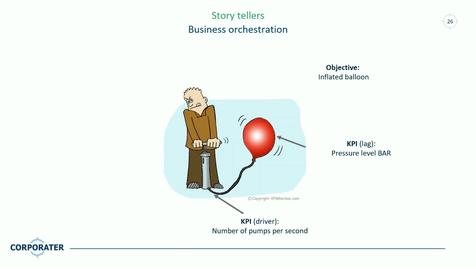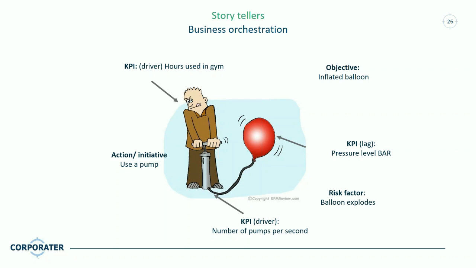Some of the lead indicators or drivers are the number of pumps per second, which actually results in the lag indicator. It could also be hours used in the gym, which can also be an indicator that will help the balloon get inflated. And then you also need initiatives, actions. Use a pump. This guy could just blow the balloon with his mouth, but he's made an investment and uses a pump in order to get the balloon inflated.